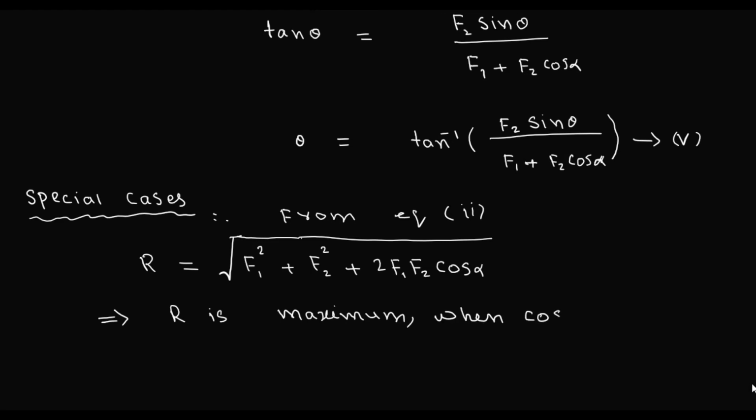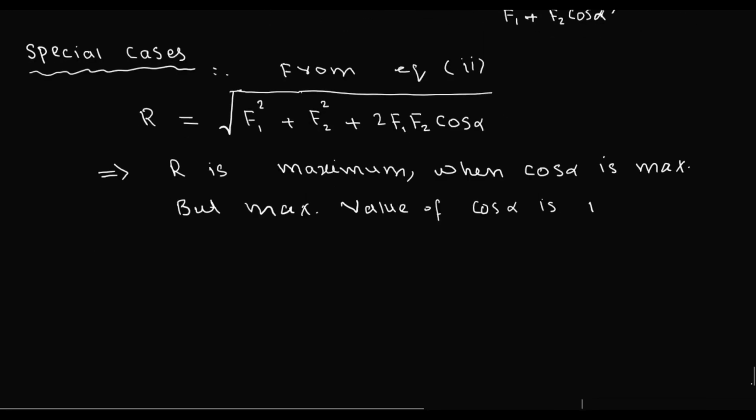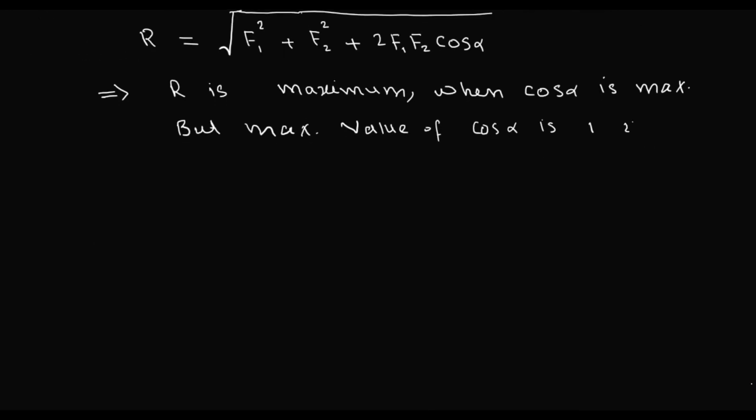When will the resultant be maximum? When cos alpha is equal to 1. If we want to find the maximum value of R, the maximum value of the resultant, then the right-hand side plays a great role, and that role is that the value of cos alpha should be 1. If the value of cos alpha is 1, then the resultant will be maximum.